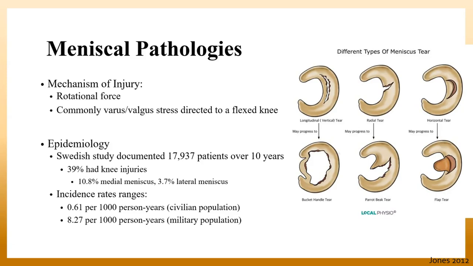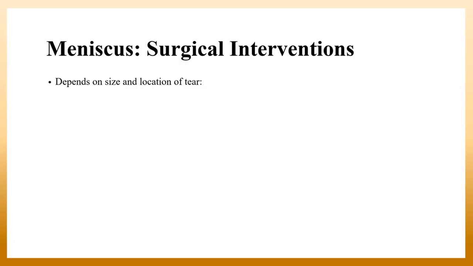So what's the mechanism of injury for meniscus pathologies? Usually a rotational force under axial load and a flexed knee. There's several different types of meniscus injuries here. You can look at those there. A lot of these will constitute large repairs, as you can see how much damage there is. So it's a very common type of injury.